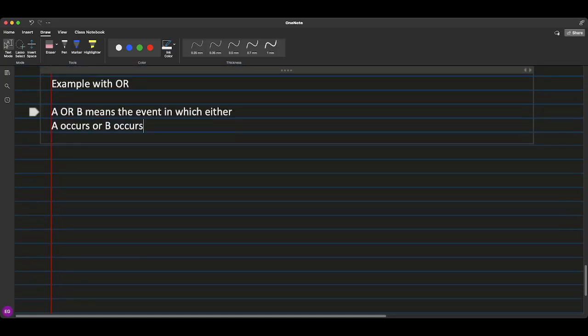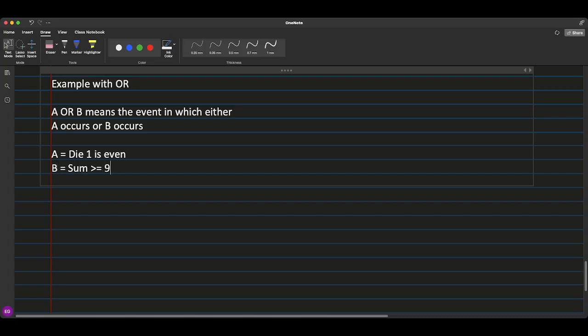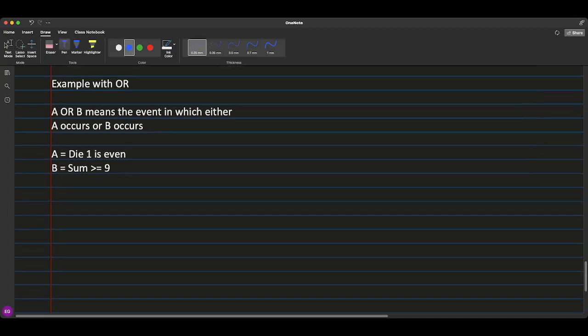So let's come up with some events here. Let's go back to the die. Event A will be die 1 is even. Event B will be the sum is greater than or equal to 9. So let me come up with a roll. Let's say that you roll 1, 8. So in this case, A does not occur, but B does occur. Now the crazy thing, A or B is good because all you need is for one of them to happen.